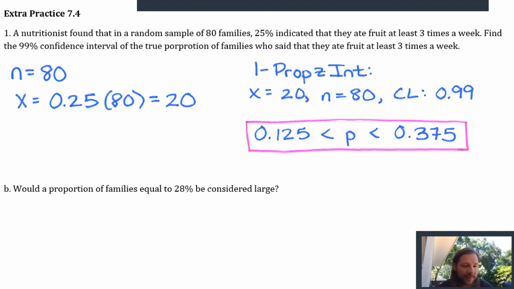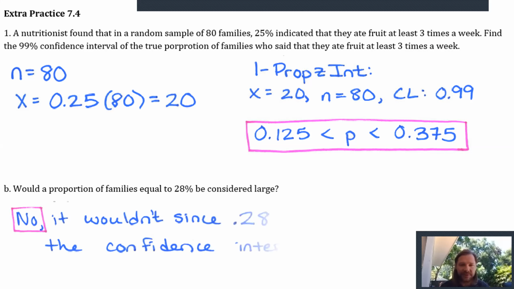Okay, so would a proportion of families equal to 28% be considered large? My interpretation would be no, according to the data we're given, because that falls within our confidence interval. 28% is between 12.5% and 37.5%. So that's a no. I think that's all I have. Yeah, I think that answered everything.